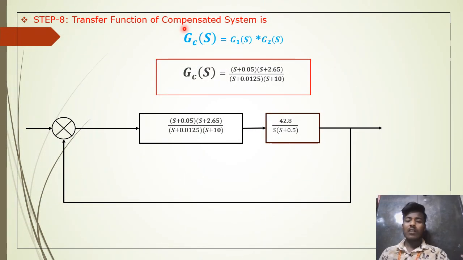Step 8. Transfer function of compensator system is GC of S equal to G1 of S into G2 of S. GC of S equal to S plus 0.05 into S plus 2.65 by S plus 0.0125 into S plus 10. If we draw a block diagram for this equation, it is as shown below. It is G1 of S and it is G2 of S. It means it is in serial.